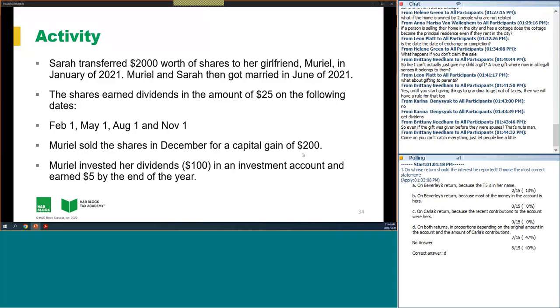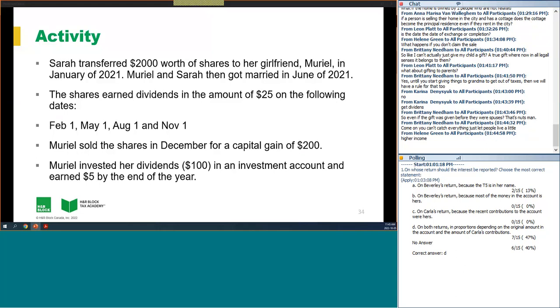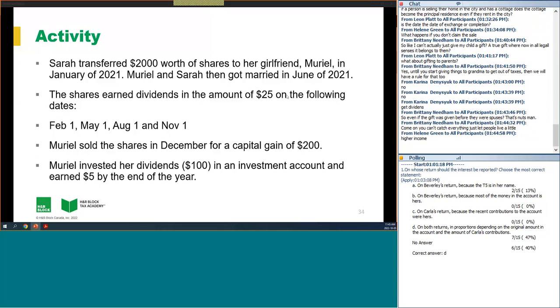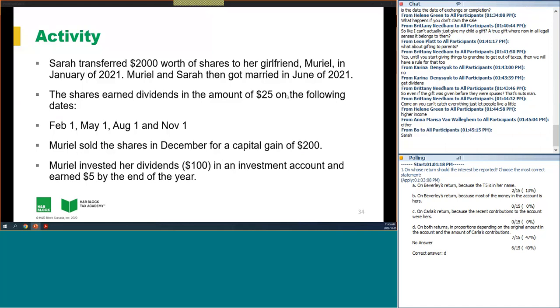What happens to the capital gain? They are spouses. Who reports the capital gain while they're spouses? It doesn't matter who has the higher income, and we don't get to pick. What does the attribution rule say? The money is attributed to the person who gave the gift. Because they're married, capital gains get attributed back to Sarah. So Sarah must report the capital gain even though she doesn't own the shares.